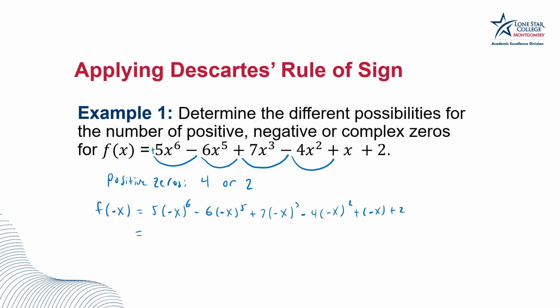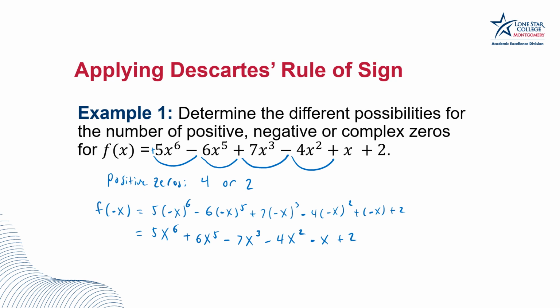If we were to simplify this, we have negative x to the 6th power. Every time you have an even power, it makes the inside become positive. So we have just 5x to the 6th. When you have an odd power, that keeps it negative. So negative x to the 5th stays as negative x to the 5th, but there's a negative 6 in front, so it becomes positive 6x to the 5th. Negative x to the 3rd becomes negative 7x to the 3rd. Negative x to the 2nd becomes positive, but there's a negative in front, so negative 4x to the 2nd. Plus negative x becomes just negative x. And we have plus 2.